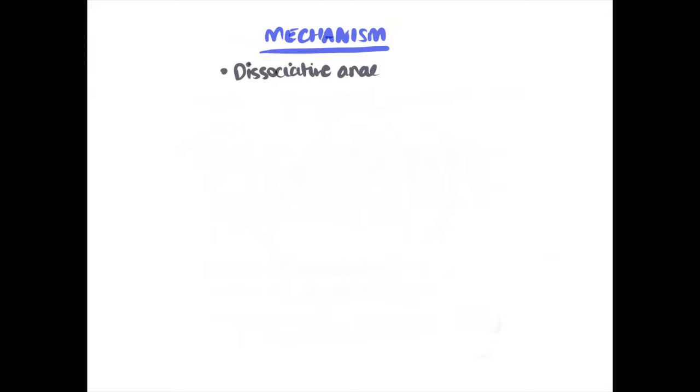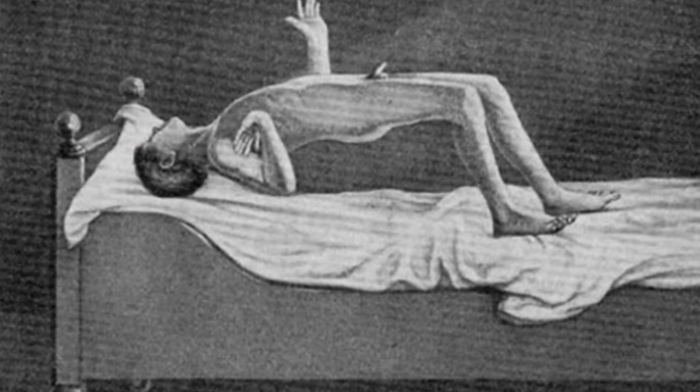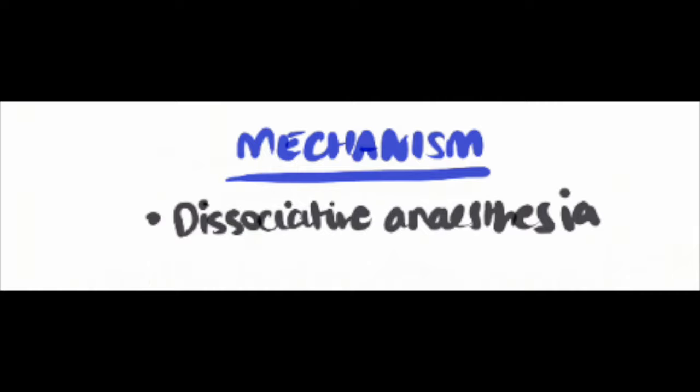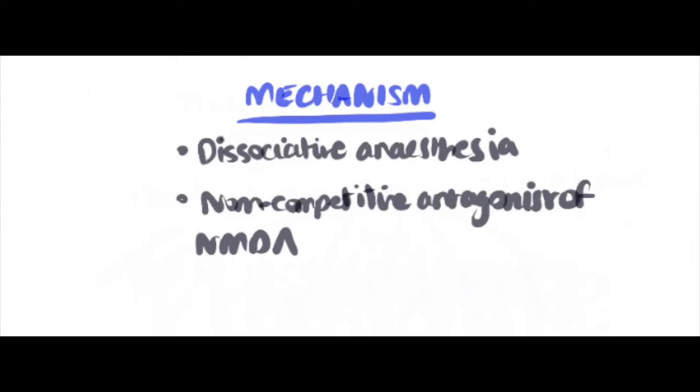Mechanism of action. Ketamine produces dissociative anaesthesia. This is a unique clinical state involving catalepsy where the eyes may remain open with a slow nystagmus, but the corneal and light reflexes remain intact. It produces anaesthesia via non-competitive antagonism of the N-methyl D-aspartate or NMDA receptor, and these are located in the brain and the spinal cord. It has hypnotic, analgesic, and local anaesthetic properties.